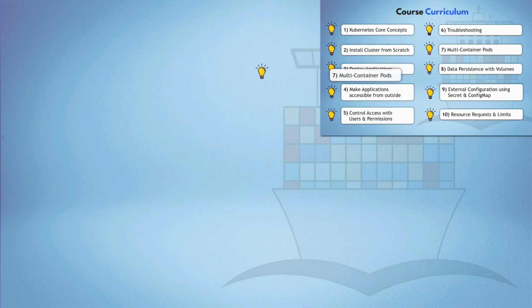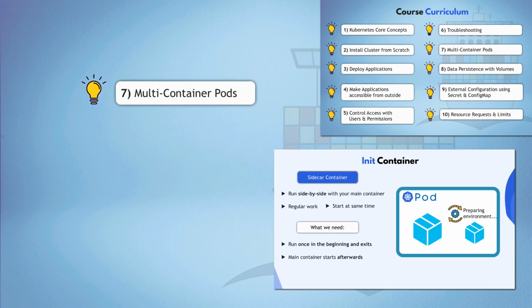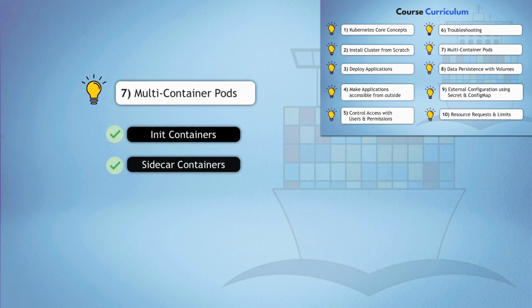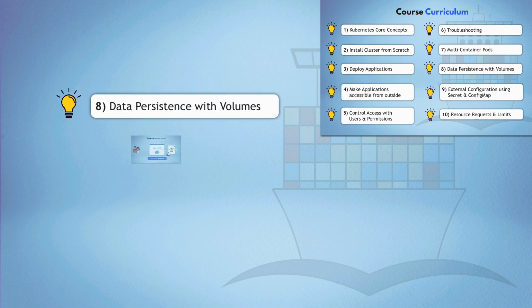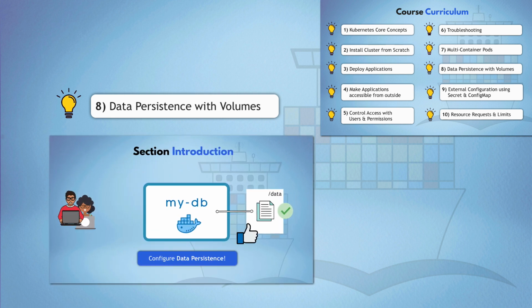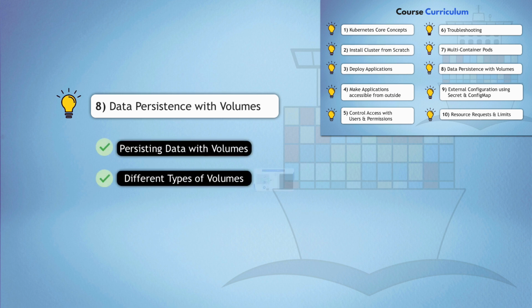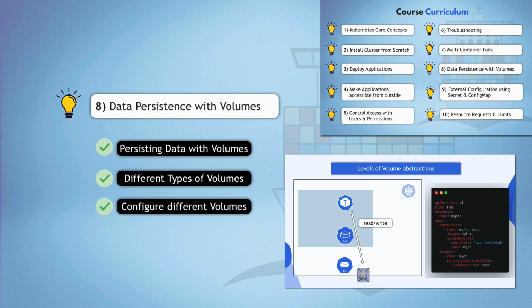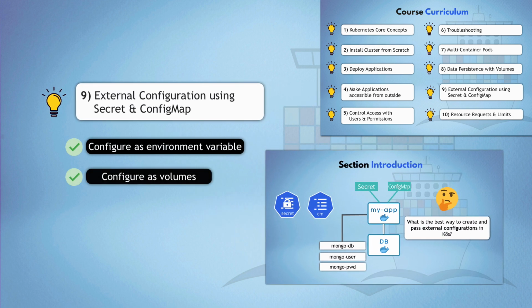A very common use case is running multiple containers in a Kubernetes pod. So you will learn about such use cases and how to implement that using init containers and multi-container pods. When deploying databases or other stateful applications in Kubernetes, you need to take care of persisting the data. For that, we will learn about volumes, what different types of volumes are available for different use cases, and how to configure each one of them. We will also see how to create external configuration for our applications with config map and secret components.